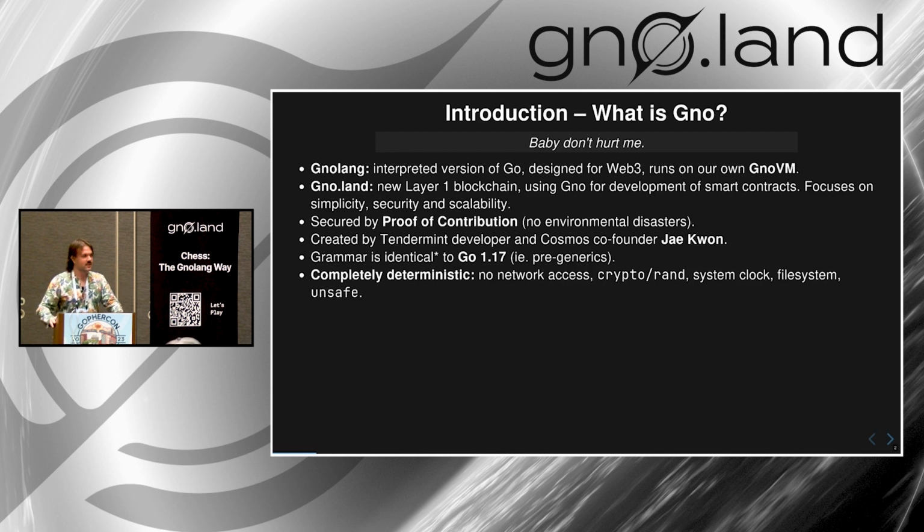Gno is the name of the project, which comprises mainly 2 big moving parts, the first being Gnolang. You can see what that's inspired from. It is an interpreted version of the Go programming language, and it's specifically designed for Web3. And as I said, it's interpreted, so it just runs the code directly.